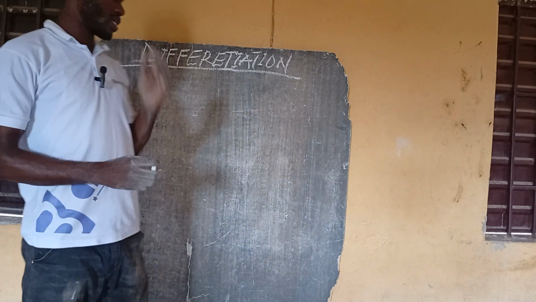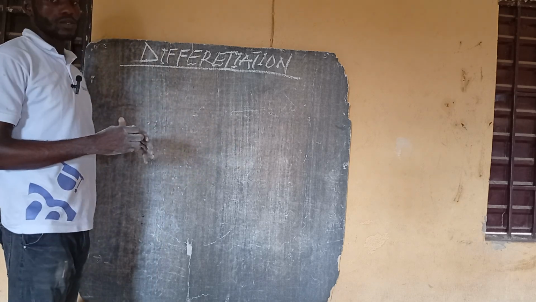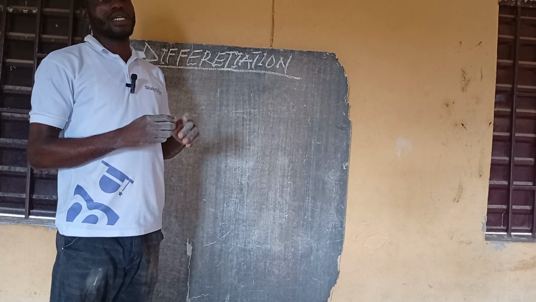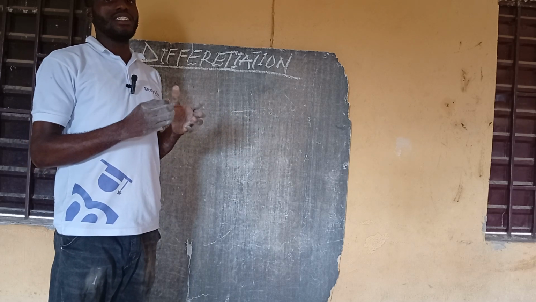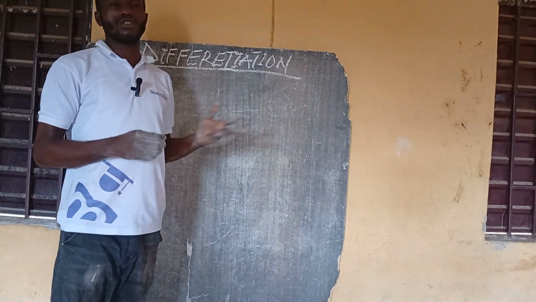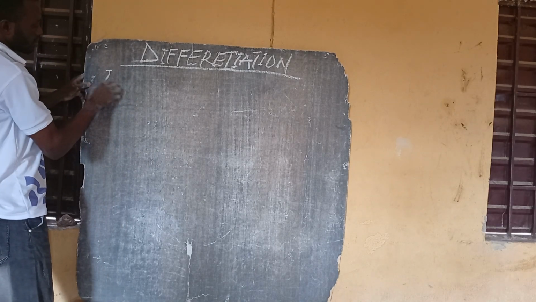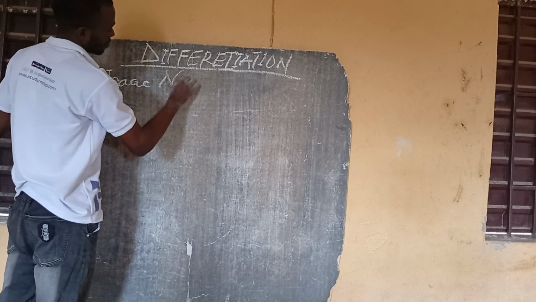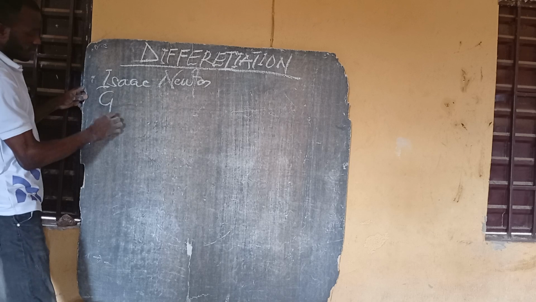In this video, we are going to be talking about differentiation, or differential calculus. Now, a brief history about calculus. The concept of calculus was developed independently by two scientists in the 16th century, and they were Sir Isaac Newton and Gottfried Leibniz.